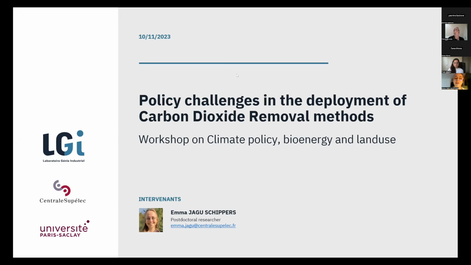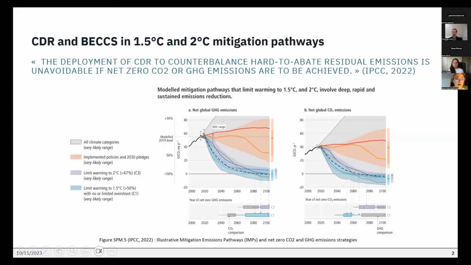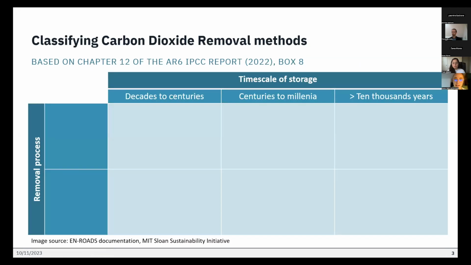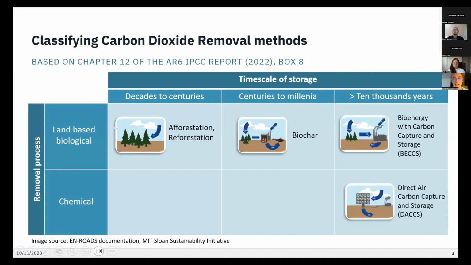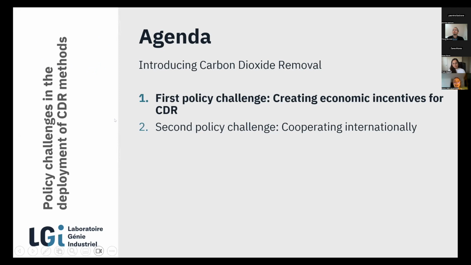I'm working on the policy challenges in the deployment of carbon dioxide removal methods. So basically what I want to explore is how do we make these mitigation pathways come true, starting now in the coming decades. I understand that I don't really need to introduce the role of CDR and BECS in mitigation pathways or CDR methods. So that's cool. I will go directly to the rest of my presentation.